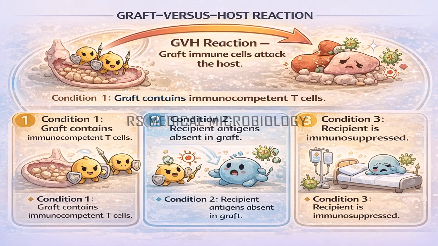One of the most important questions in this topic is regarding graft versus host reaction. So, generally, the host will mount an immune response against the graft. This is the opposite. The graft mounts an immune response against the host and rejects the host. For a GVH reaction to happen, three main conditions are required. The graft must contain immunocompetent T cells. It may be bone marrow, thymus transplant, or stem cells. The recipient should possess transplantation antigens that are absent in the graft. The recipient must be immunologically suppressed and therefore cannot mount an immune response against the graft.